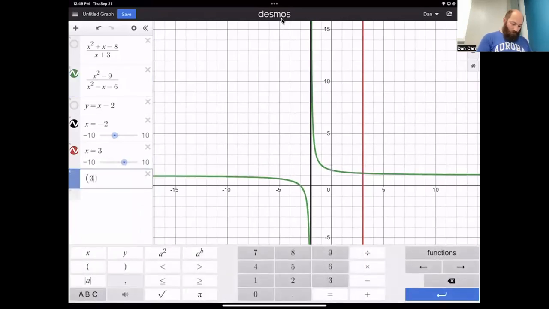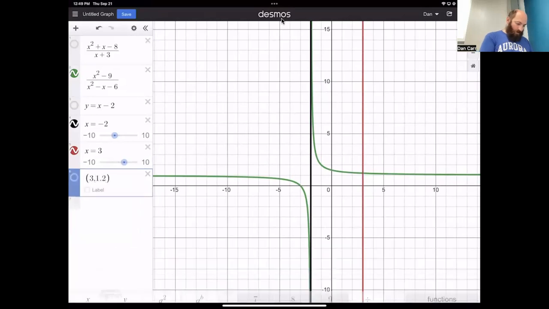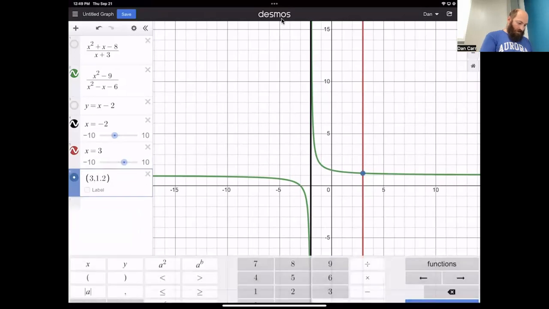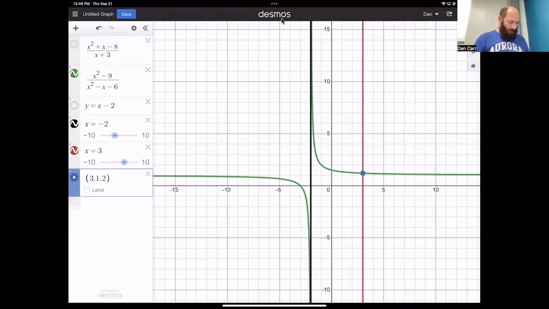(3, 1.2). Sorry, just having a little trouble here. Come here. There we go. Okay, so that's what's happening on that curve right there.